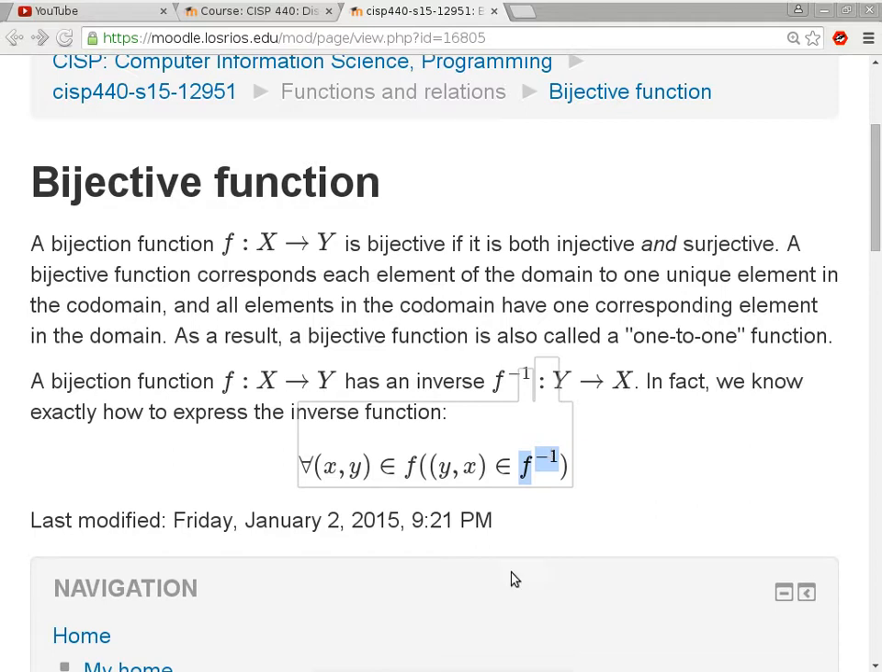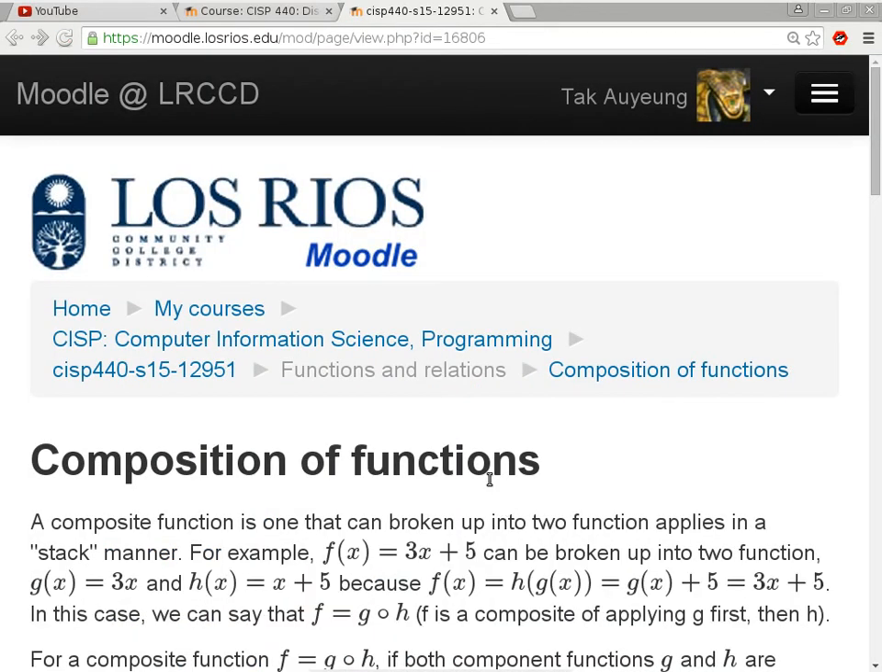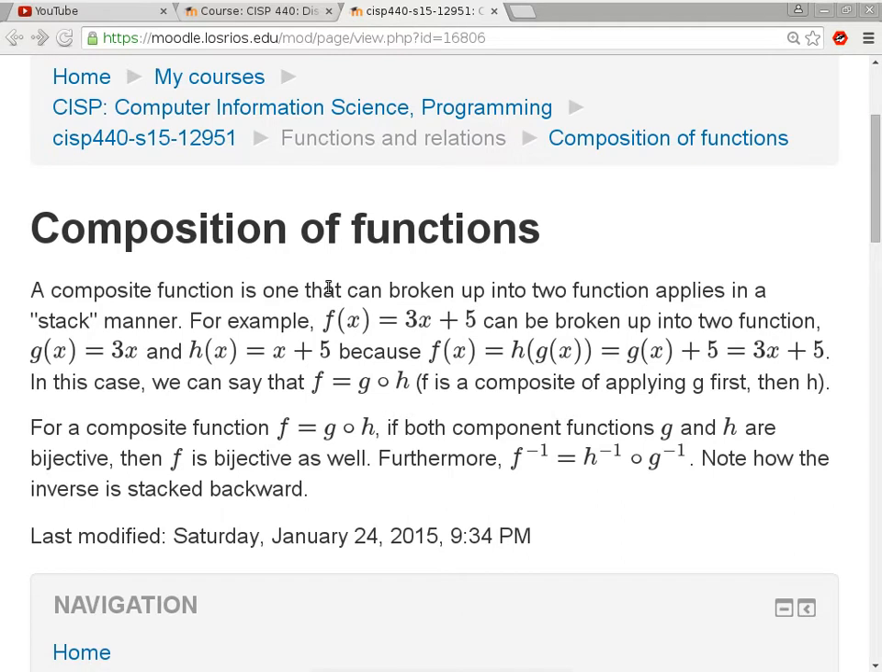All right. So we are coming along pretty good. Composition of functions. A composition of functions is one that can be broken up into two functions or more, applied in a quote-unquote stack manner. So we'll go ahead and take a look at this particular example. f of x is 3x plus 5.